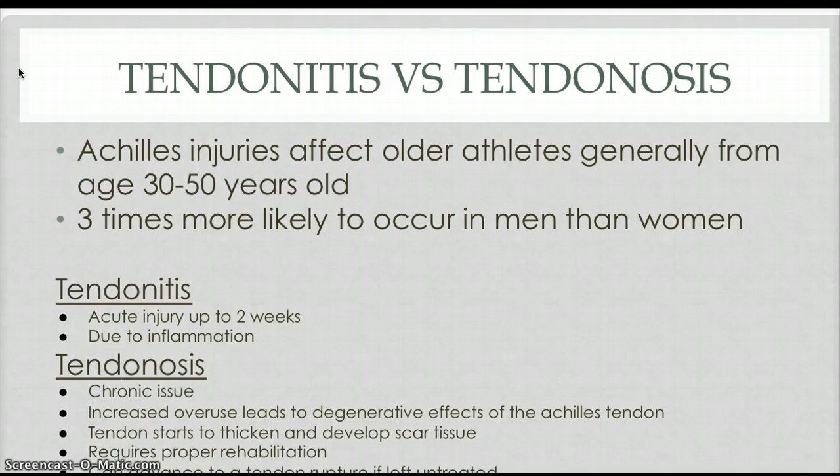If we're looking at tendonitis versus tendinosis, we see that tendonitis is more of an acute condition or injury that is mainly due to irritation and inflammation and can last up to 2 weeks. Whereas tendinosis is a chronic issue. Increased overuse is what leads to the degenerative effects of the Achilles tendon and requires proper rehabilitation. Otherwise, if left untreated, it can lead to an Achilles tendon rupture.